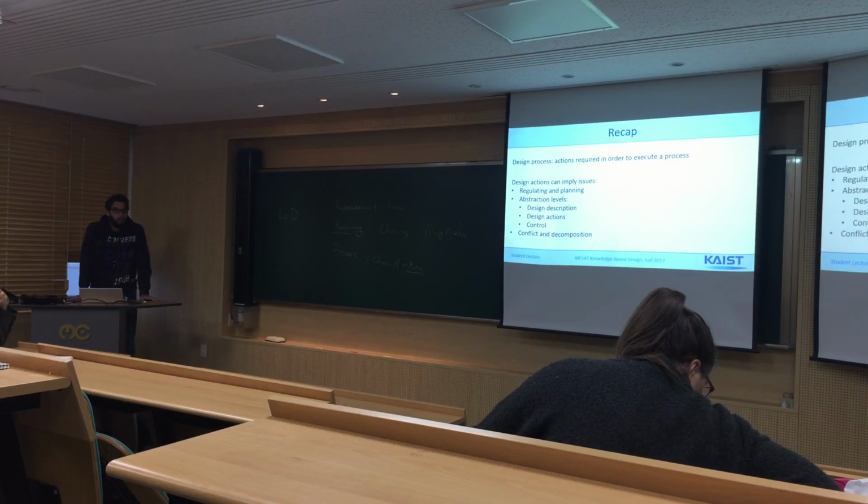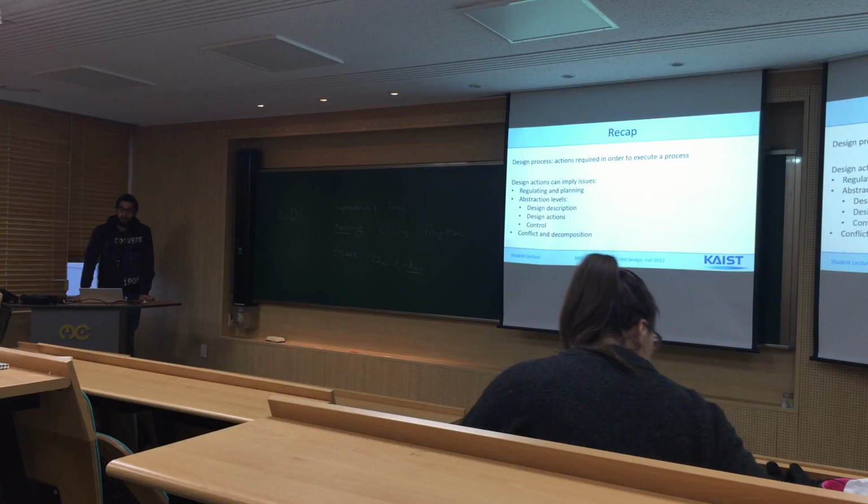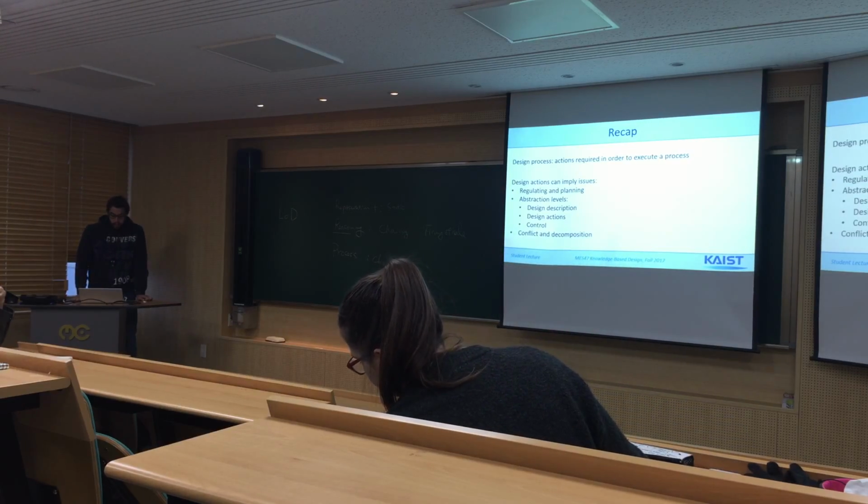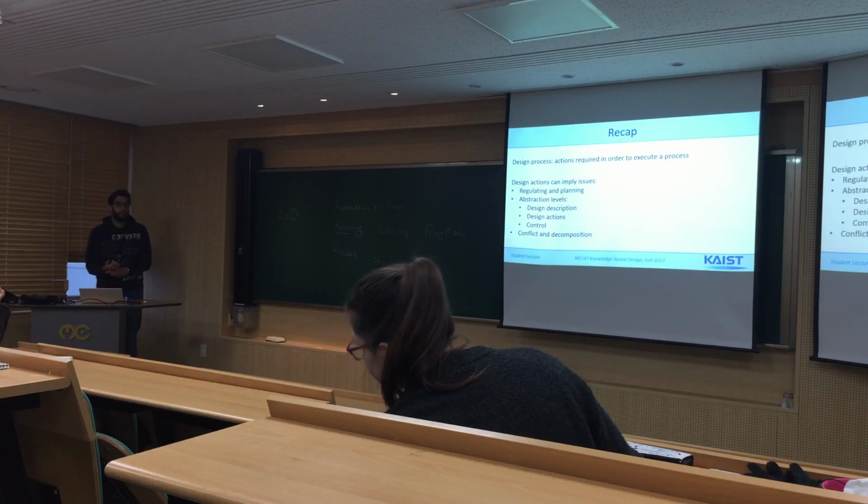First of all, I want to do a little recap in order to better understand what I'm going to explain later. Chapter 7 is about design processes, and when we talk about a design process, we talk about actions that are required in order to execute a certain process. As Professor explained before, these actions can imply some issues, and these issues can be regulated in planning or abstraction levels, and conflicts and decompositions.